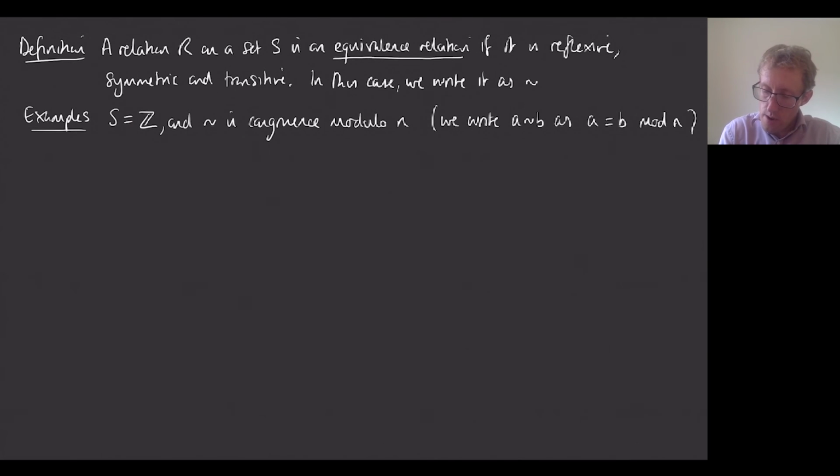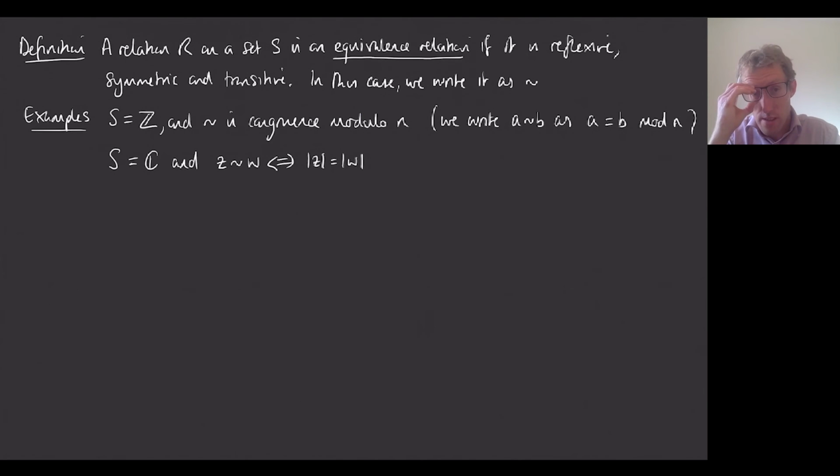Let me give you another one. Suppose S is the set of complex numbers, and we define an equivalence relation by saying that two complex numbers Z and W are equivalent if and only if their moduluses are equal. So that defines all complex numbers that have the same modulus. So you think of those as points on a circle in the complex plane. They're all equivalent to each other according to that equivalence relation.